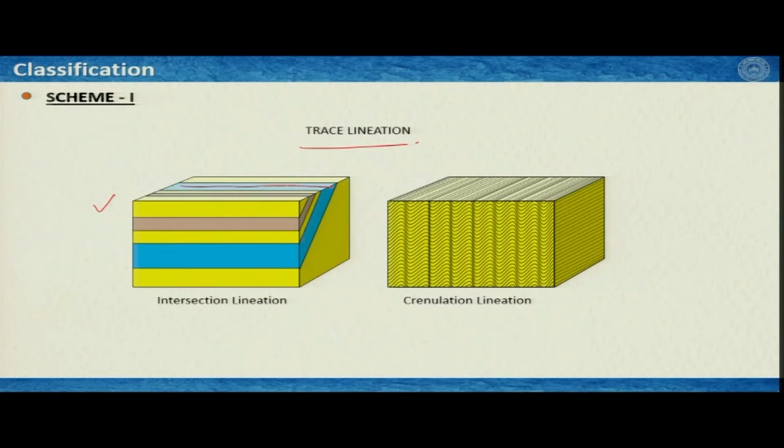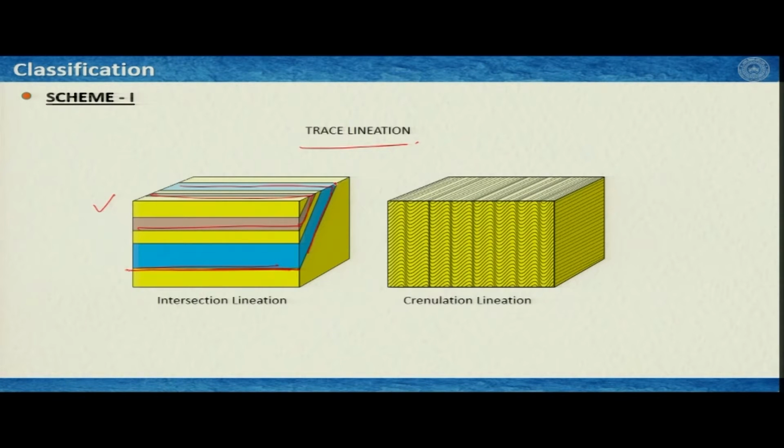So, this one and this one, you can imagine that these are bedding planes which are inclined. In this plane you can consider this as a lineation, and this lineation is the intersection between this yellow plane and this bedding plane.